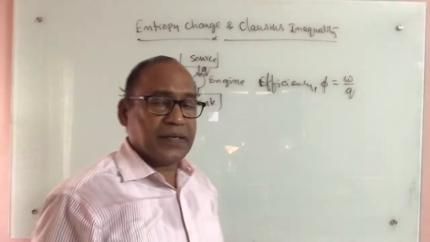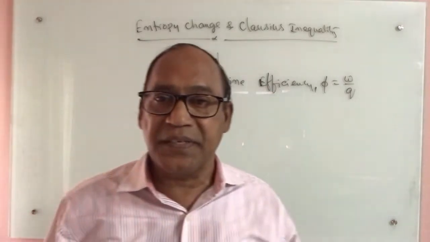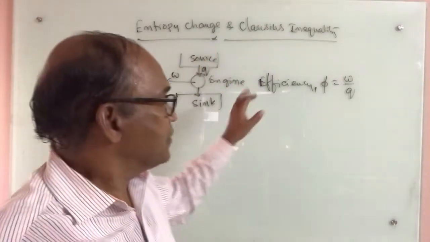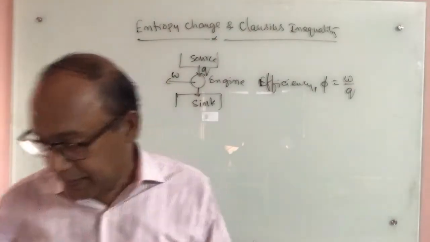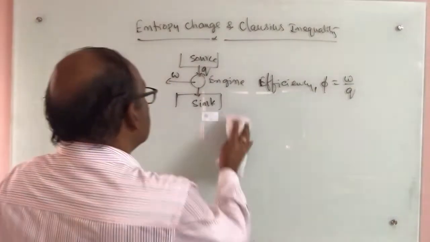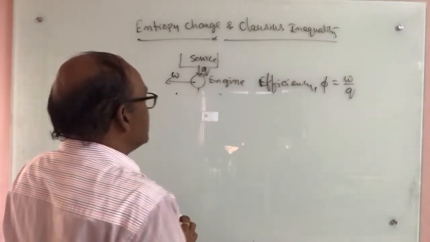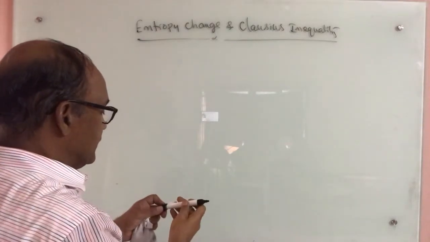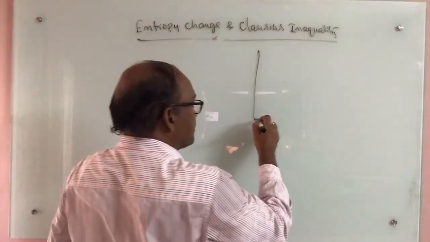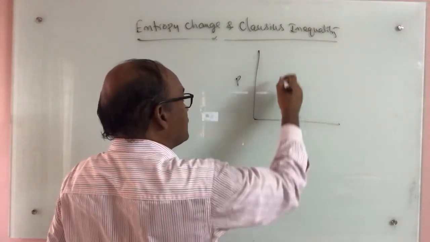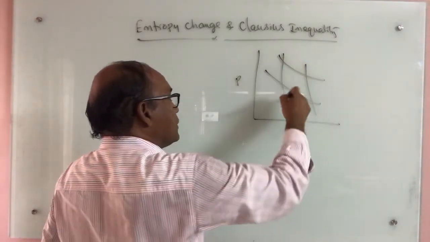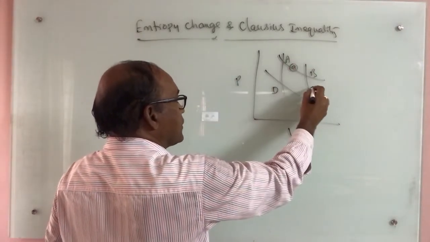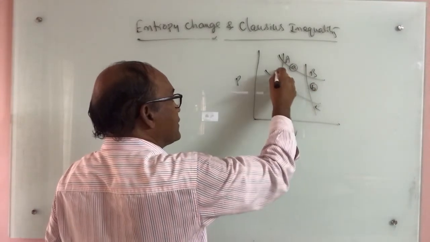So as we know, no machine can have 100% efficiency, which we are now going to discuss from this Carnot theorem. From this Carnot theorem, he designed the Carnot cycle. Here, this pressure volume curve, so this is point A, point B, point C, point D.